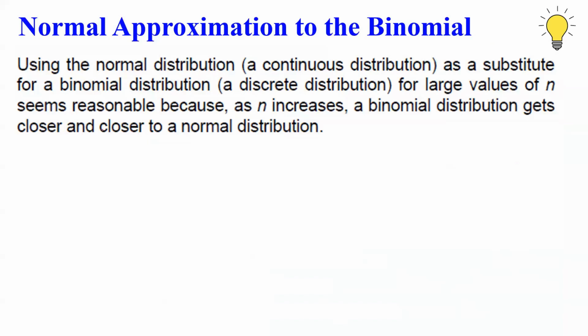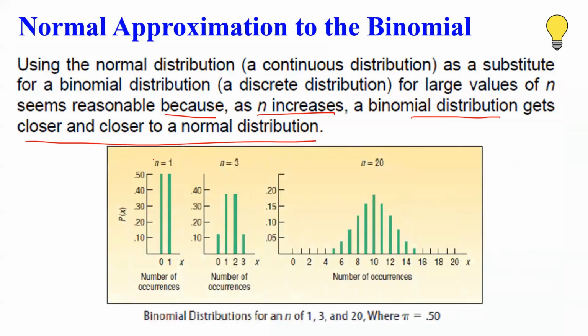All right, using the normal distribution as a substitute for the binomial distribution for a large value of n seems reasonable, because as n increases, the binomial distribution gets closer and closer to the normal distribution, as I said earlier. So this diagram shows it clearly. If it is a small number, when n is equal to 1, it shows the binomial distribution diagrams.